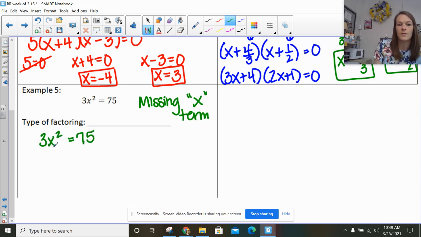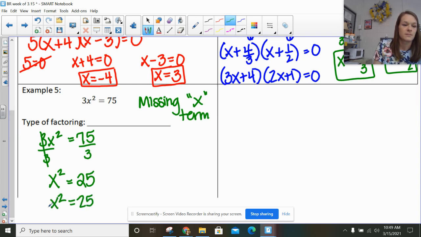So when you're doing these, you can just start solving. So I don't have to worry about making it equal to 0. I can divide both sides by 3 to get rid of this 3. 75 divided by 3 is 25. And then to get rid of a square, you will do the square root of both sides. So I'm going to square root and square root.